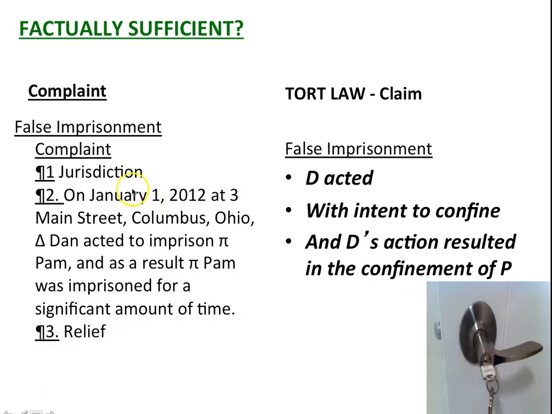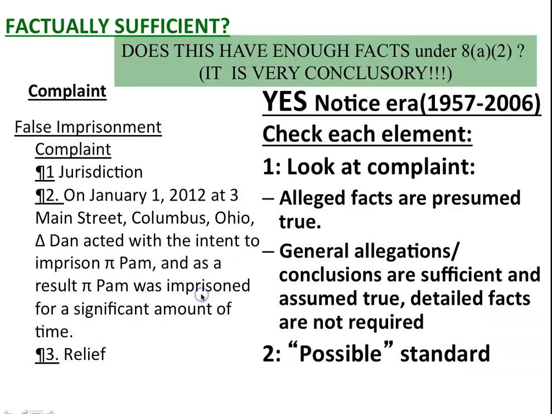Suppose this is all the plaintiff put in their complaint. On January 1st, 2012, at 3 Main Street, Columbus, Ohio, Dan acted to imprison plaintiff Pam, and as a result, Pam was imprisoned for a significant amount of time. Is this factually sufficient? Under the notice era, the answer would be yes, even though it's very conclusory. In the notice era, we would say that it did state a claim, it had sufficient facts.